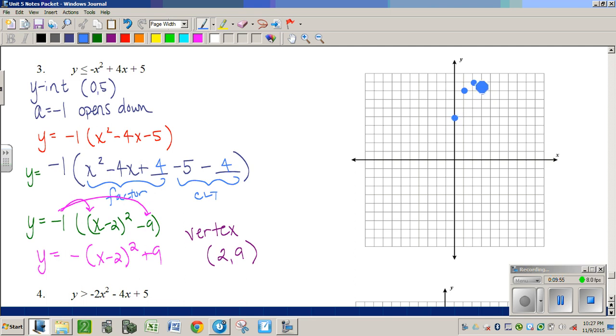Oh, hey, look, there's the y-intercept. We had already plotted that. Then we got over 3, down 9. So that would be 5, 6, 7, 8, 9. Oh, hey, look at that. We just found our roots.